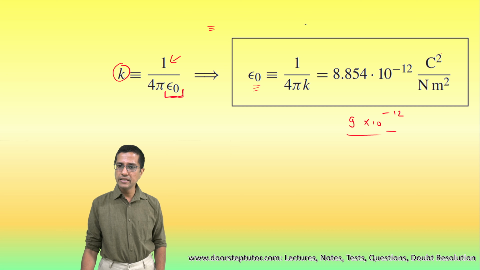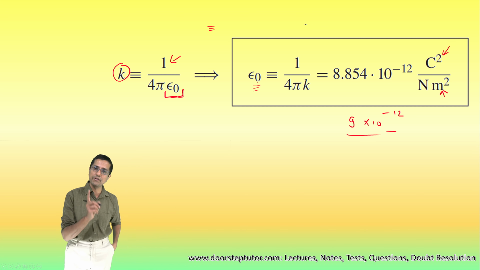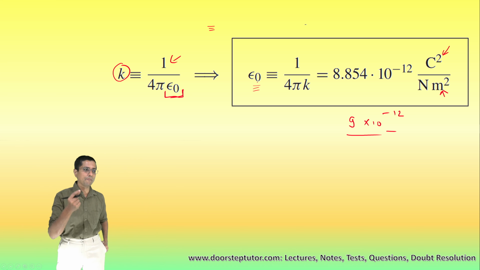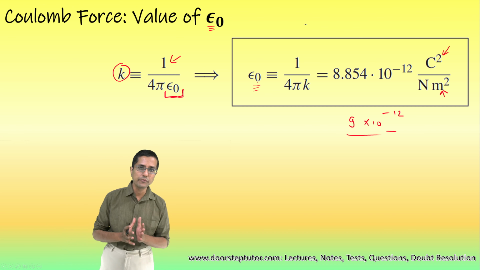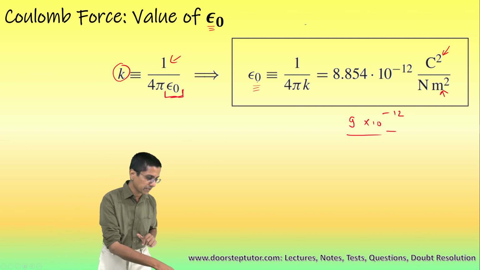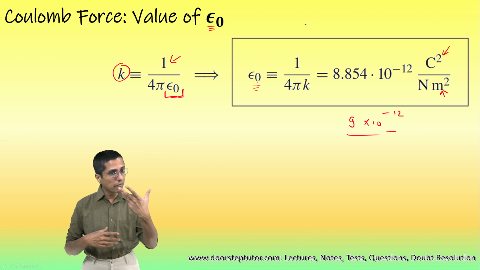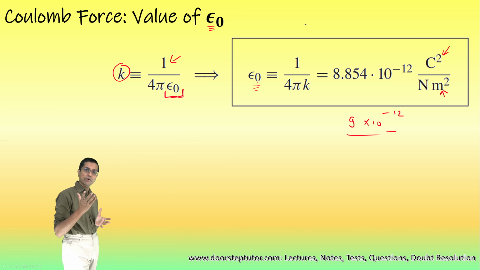And of course, this dimension is also very important. The units of epsilon naught and K are very important. Why? Again, because dimensional analysis could be asked on this. So with this we cover the important aspects of the Coulomb's law. We have understood what the charge of 1 coulomb actually means.